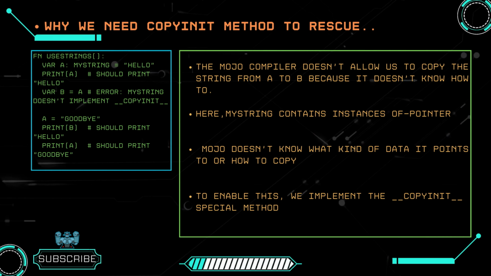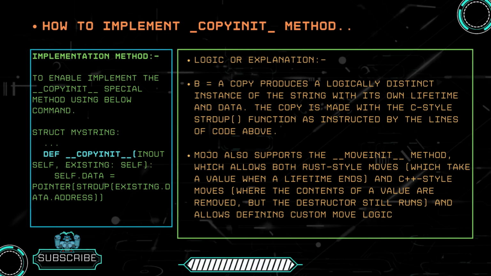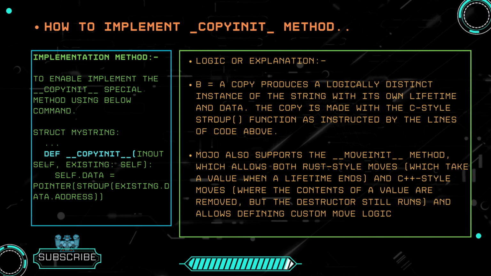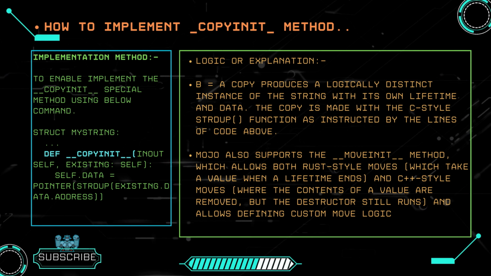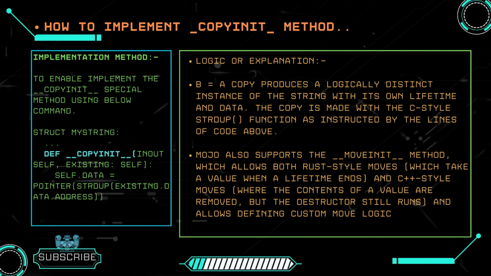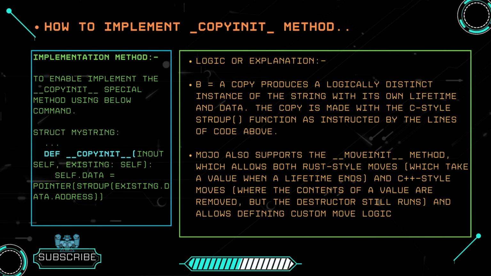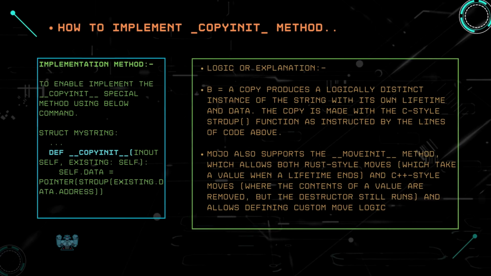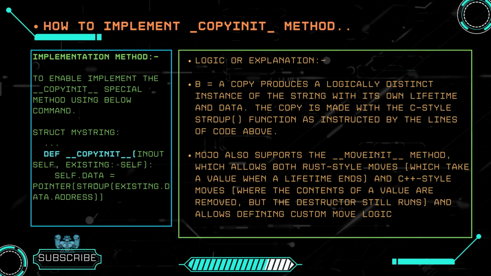How to implement the __copyinit__ method? Please find the example and explanation logic. The value b = a copy produces a logically distinct instance of the string with its own lifetime and data. The copy is made with the C-style strdup function as instructed by the lines of code above. Mojo also supports the __moveinit__ method, which allows both Rust-style moves, which take a value when its lifetime ends, and C++-style moves, where the contents of a value are removed but the destructor still runs, and allows defining custom move logic.